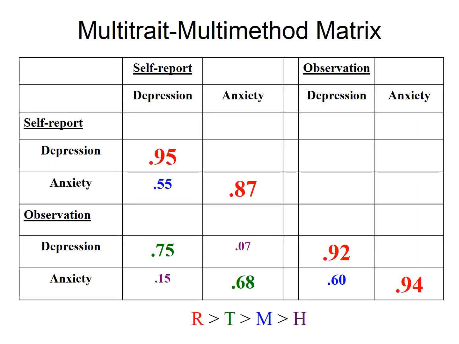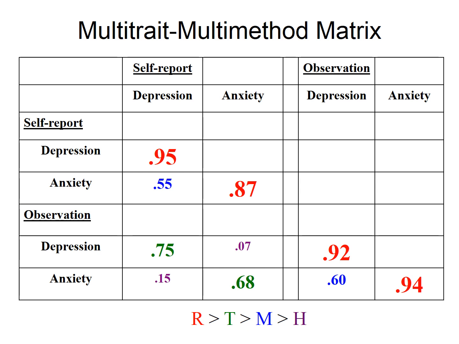So let's go through an example here that actually shows what we're looking for. So I've replaced the R, T, M, and H with actual scores. So again, a self-report measure of depression by a different self-report measure of depression, very highly correlated. A self-report measure of anxiety by a different self-report measure of anxiety, very highly related. An observation of depression by an observation of depression, highly related. Those red boxes, that main diagonal, are my highest numbers.